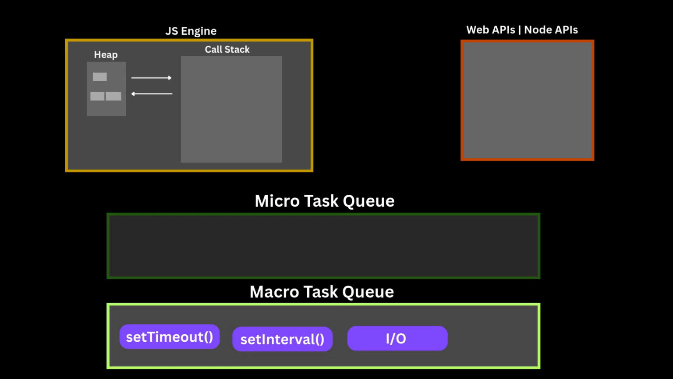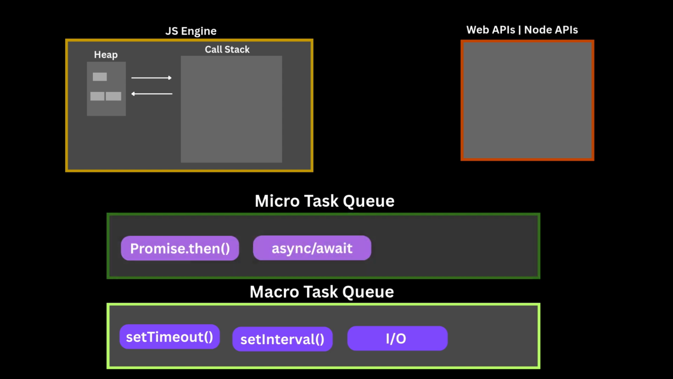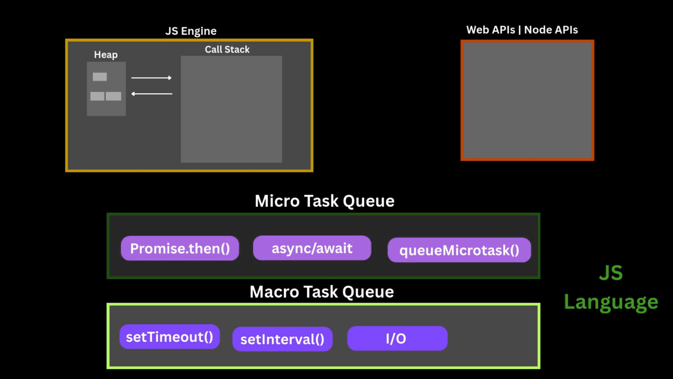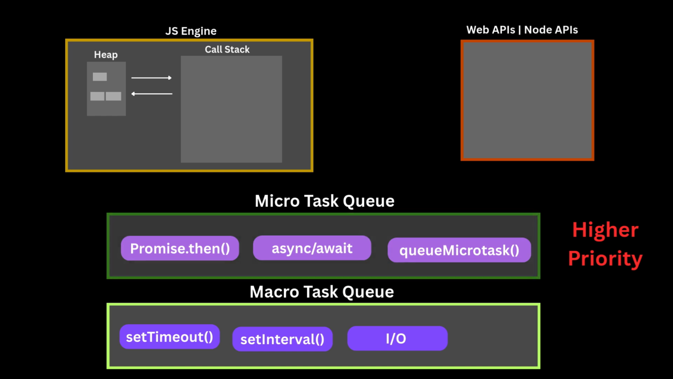Microtasks are smaller, high-priority tasks, such as promise callbacks, async await resolutions, or queueMicrotask. These go into the microtask queue. Microtasks are defined by the JavaScript language itself, and they always run before the next macro task.